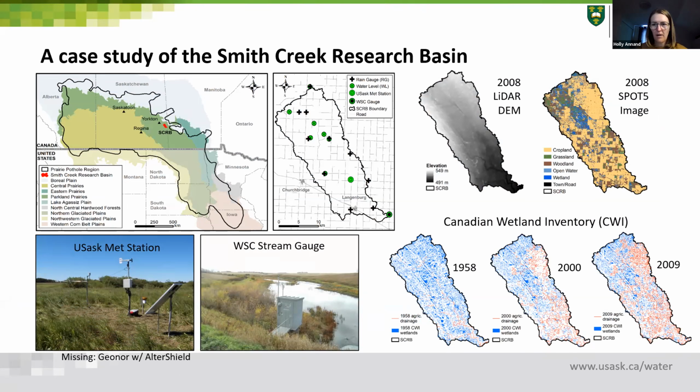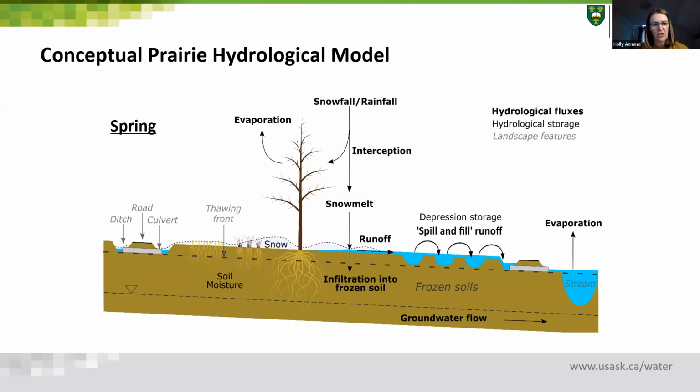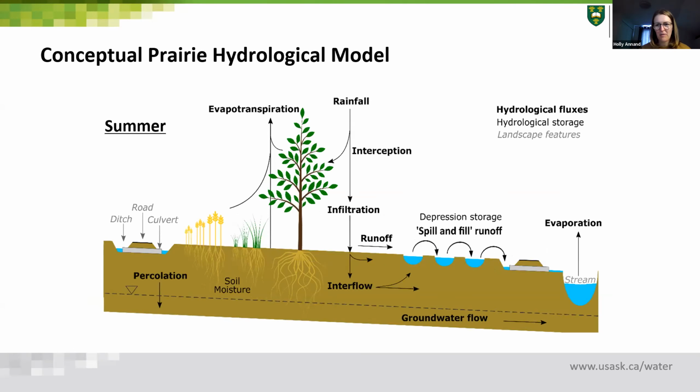So I put together a conceptual model of how I wanted to build this prairie hydrological model. I don't want to belabor these things, but obviously we need to be able to simulate blowing snow transport and snow accumulation and frozen soils through the winter period, then infiltration of snowmelt into frozen soils, as well as the all-important depressional fill and spill runoff that occurs in that wetland-dominated prairie environment, as well as crop growth through the summer period, and infiltration as necessary or triggering that depression fill and spill response when required.